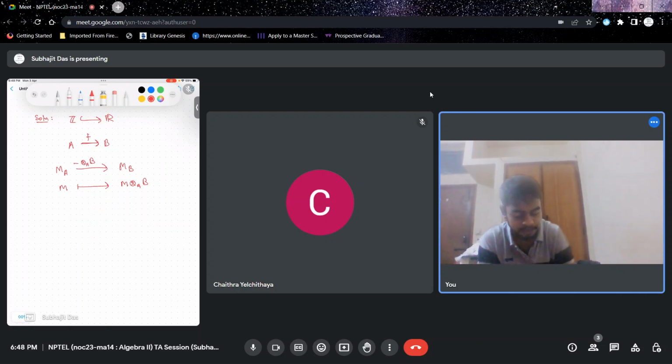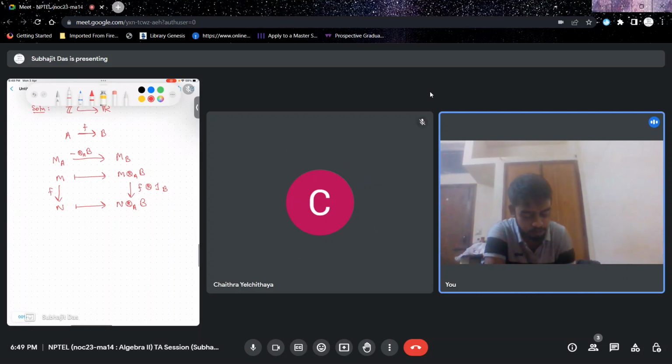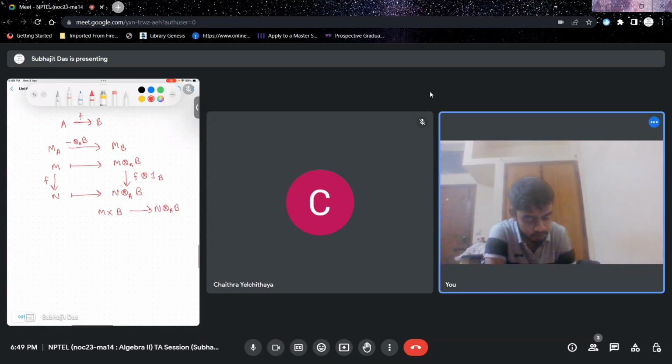It is not nonsense. And again you have this map from N to N tensored over A with B. And since it's a functor, it should map arrows to arrows as well. So take any module map f from M into N, you map it onto the arrow f tensored with 1_B. Is it clear, Chaitra, what is f tensored with 1_B? You also know how it is induced. You have this map from M cross B into N tensored over A with B, which sends (m, b) onto f(m) tensored with b.